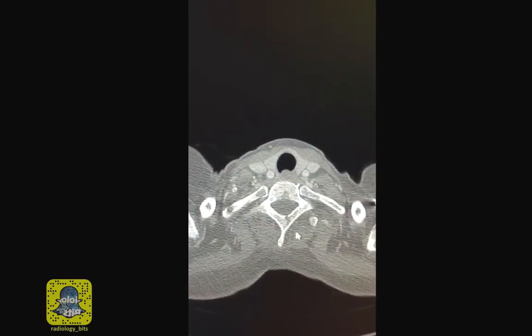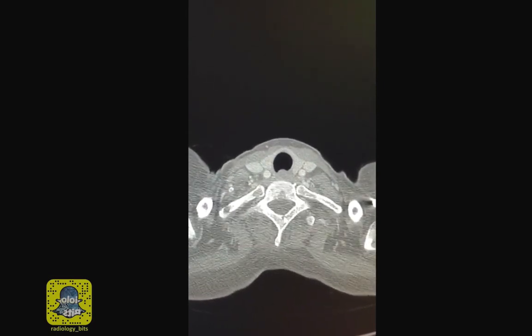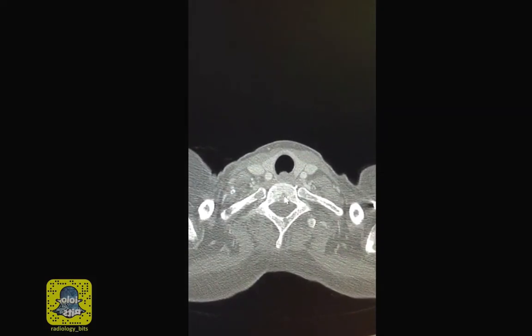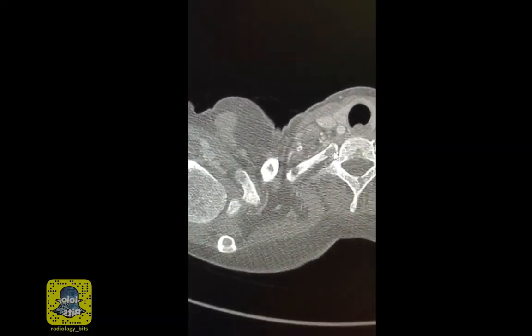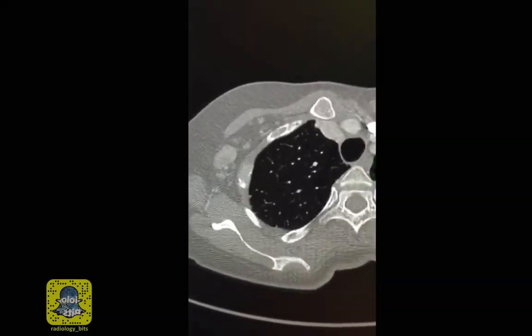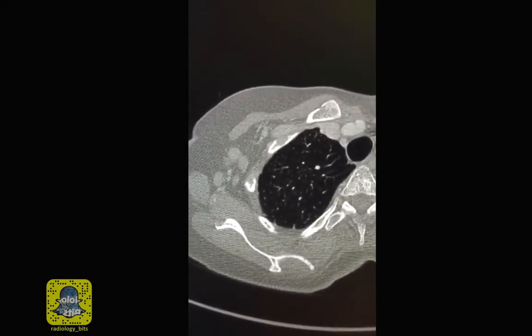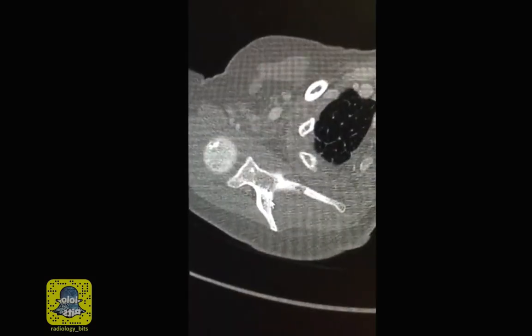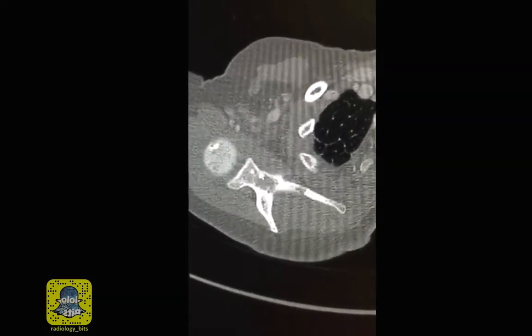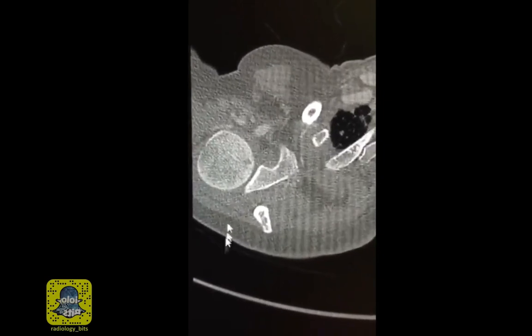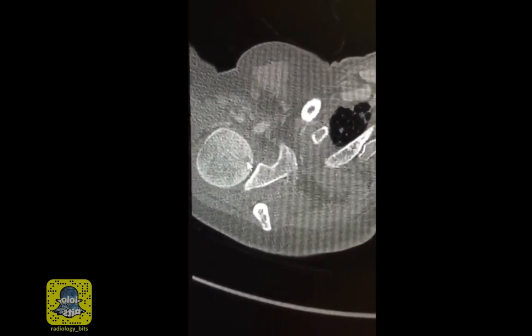But let's look at the bone windows. You see all these lucent and dark areas within the bones. This is within the spine. You see similar findings within the ribs at multiple locations. These here are good examples of lytic lesions involving the ribs. You're also right in questioning scapular lytic lesions, such as this one here. Even more so, you have lytic lesions within the head of the humerus.